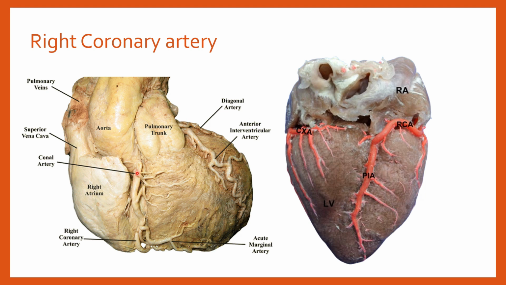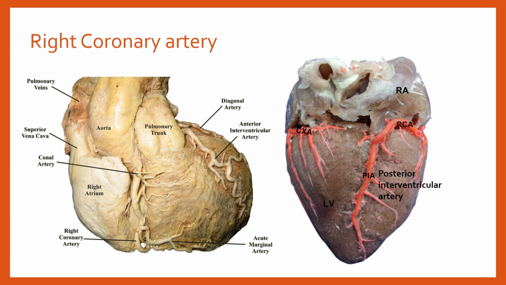In the first segment we are able to see the conus artery. Here the atrial branches are going a little deeper. These are all the ventricular branches, and this is the inferior margin. It is also called the acute marginal artery. This is the largest of the ventricular rami.